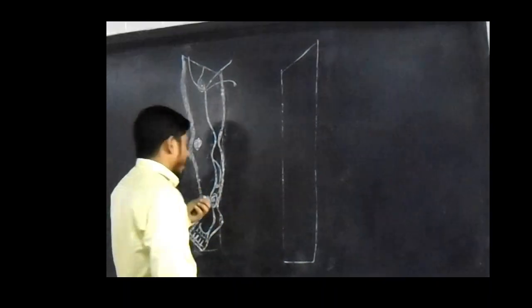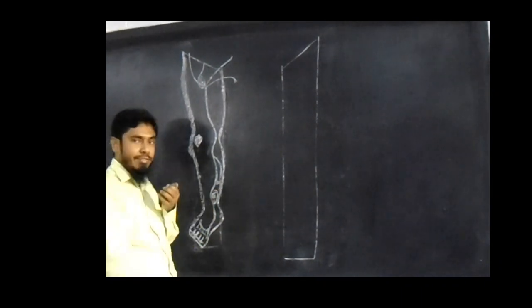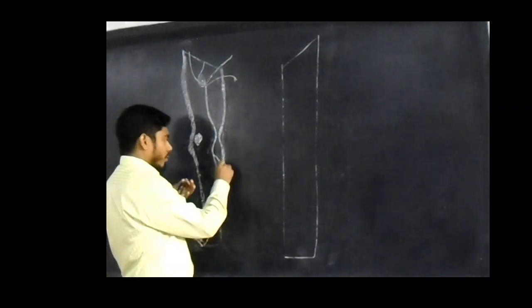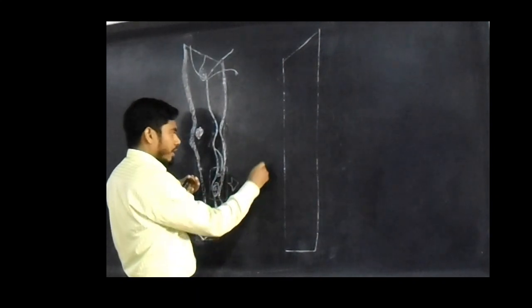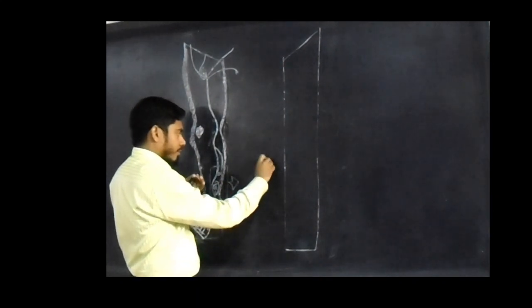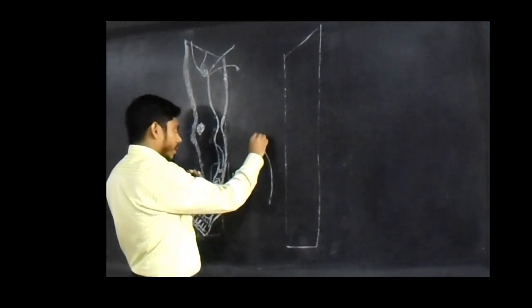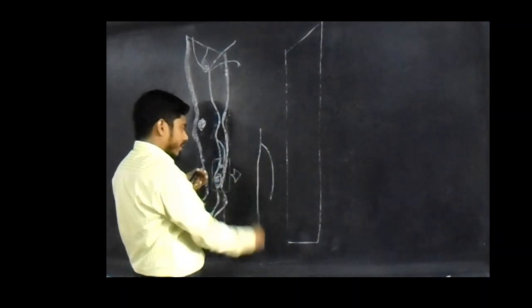Okay, and these perforators will connect the superficial veins with the deep veins, and they also have valves. Okay, look here. If I zoom this portion, then it is the posterior arch vein. Okay, and here is the great saphenous vein.